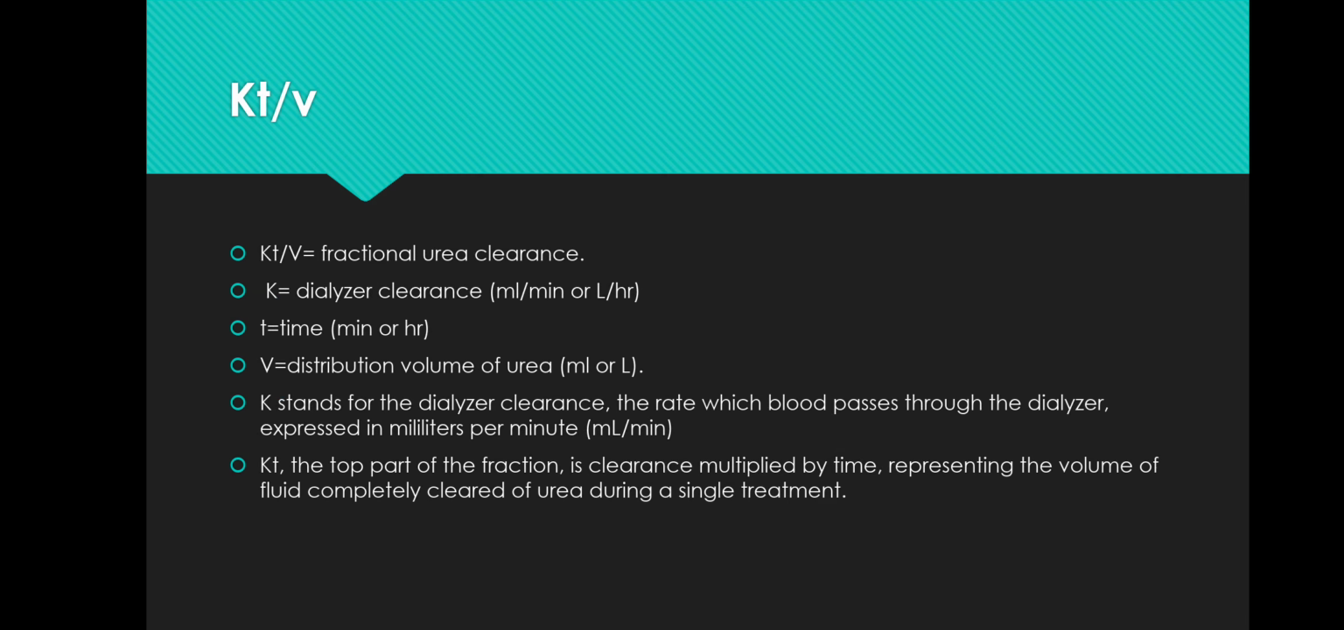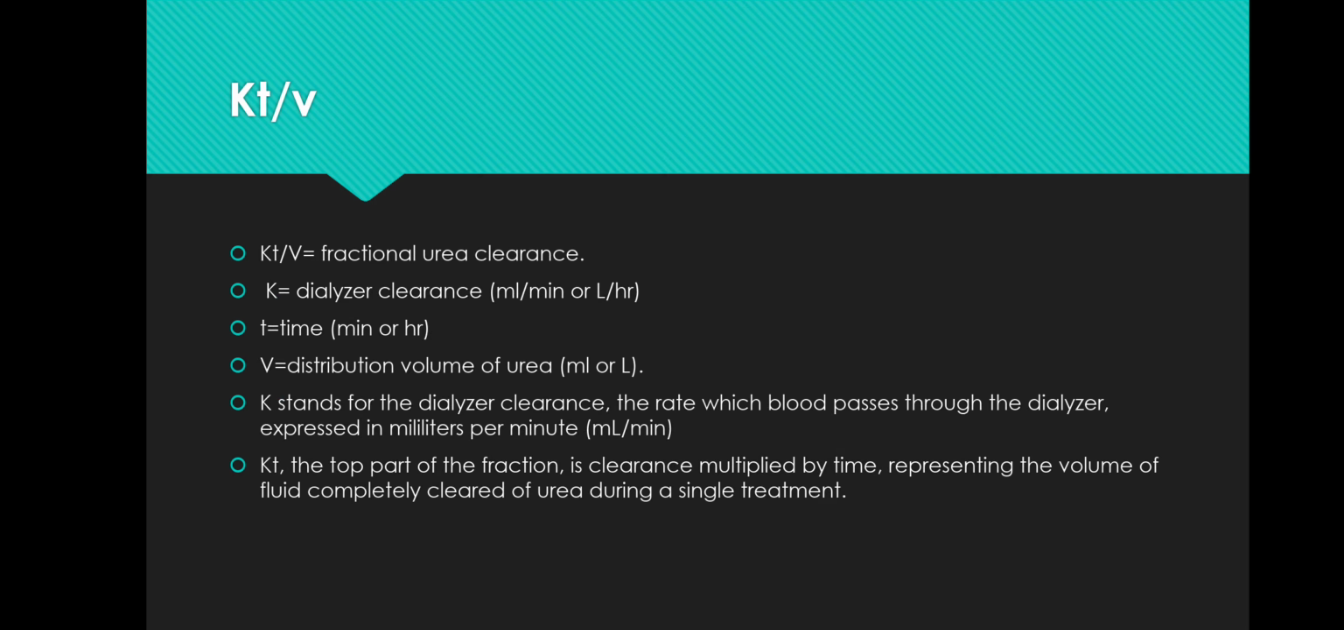Next, let me explain what Kt/V is. Kt/V is equal to fractional urea clearance. K is the dialyzer clearance, in ml per minute or L per hour. T means time, in minutes or hours. V means the distribution volume of urea, with the unit in ml or liters.